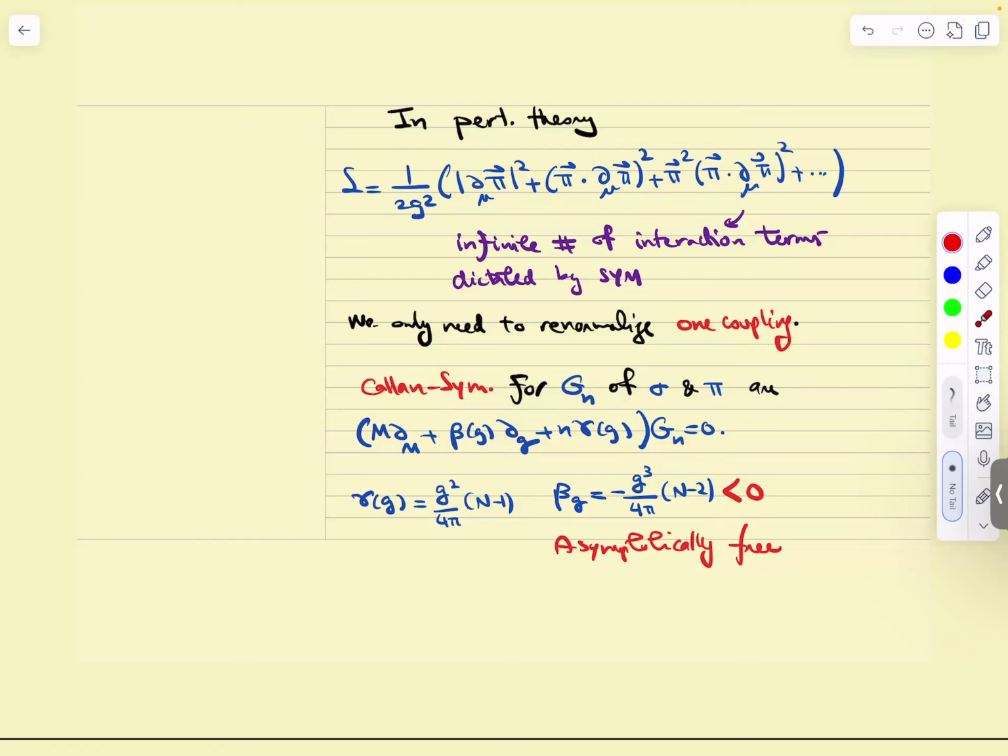Asymptotically free means that the beta function is negative. Sorry, maybe I should say that. That makes sense, right? Asymptotic means at high energies, then it's free.